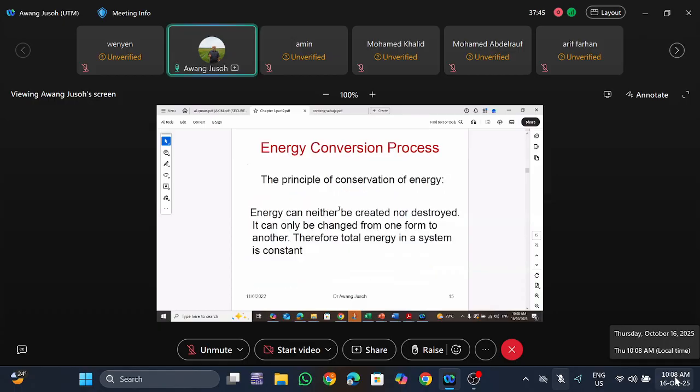Before we go to the process, we need to understand the principle of conservation of energy, where energy can neither be created nor destroyed. It can only be changed from one form to another, and therefore the total energy in the system is constant. This is the principle of the conservation of energy. So you cannot destroy energy, you cannot create energy, but you can only change the form of energy. For example, electrical to mechanical, mechanical to electrical, sound to electrical, and so on.